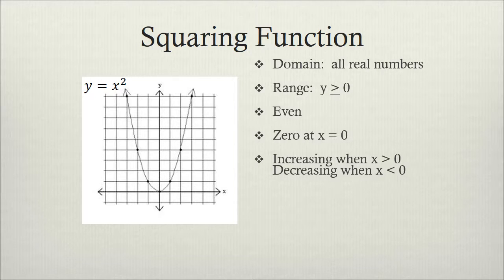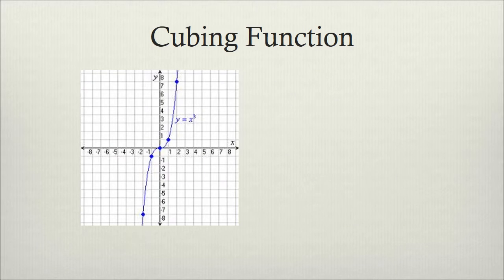It is increasing when x is greater than 0. In other words, from 0 to positive infinity, the graph is going up as you look at it from left to right. It is decreasing when x is less than 0, or from negative infinity to 0. It is going down as you look at the graph from left to right, from negative infinity to 0. It does not have any maximum points, but it does have a relative minimum, and that is at the point 0, 0.